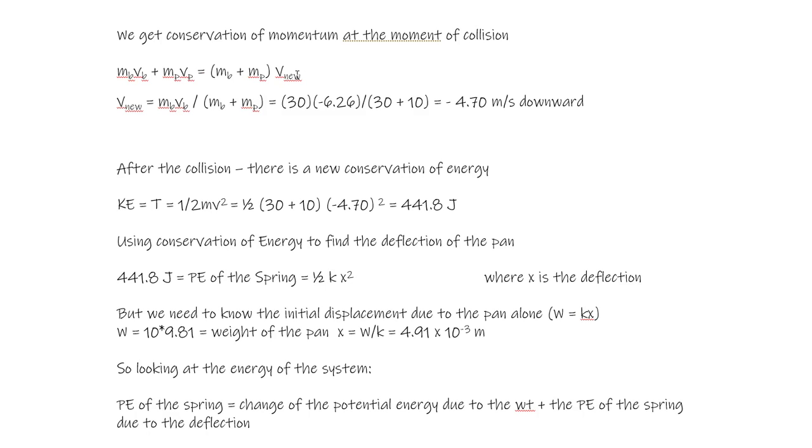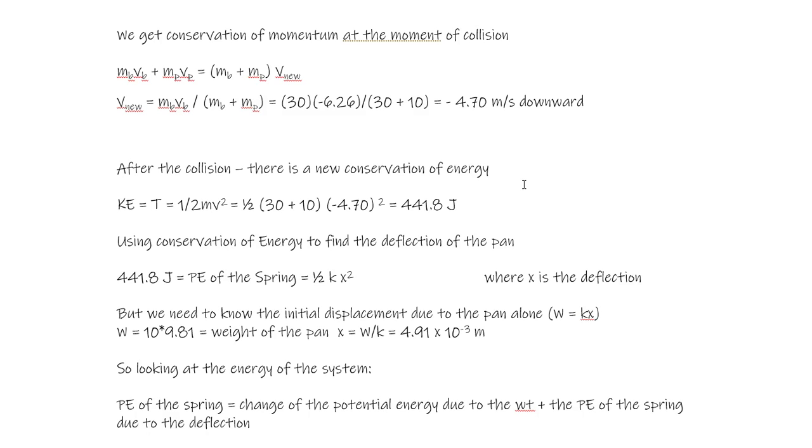So we get our momentum after it's a perfectly plastic collision, or perfectly inelastic collision, and our masses are combined. And so we can rearrange and solve for our new velocity, which is going to be negative 4.7 meters per second. And of course, that's going downward. That's what that negative sign is telling us. So now we've got to look at after the collision. We're going to have conservation of energy.